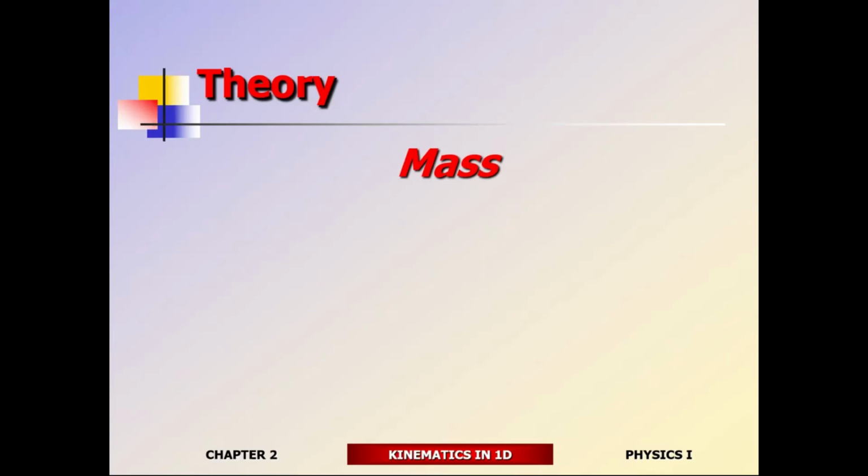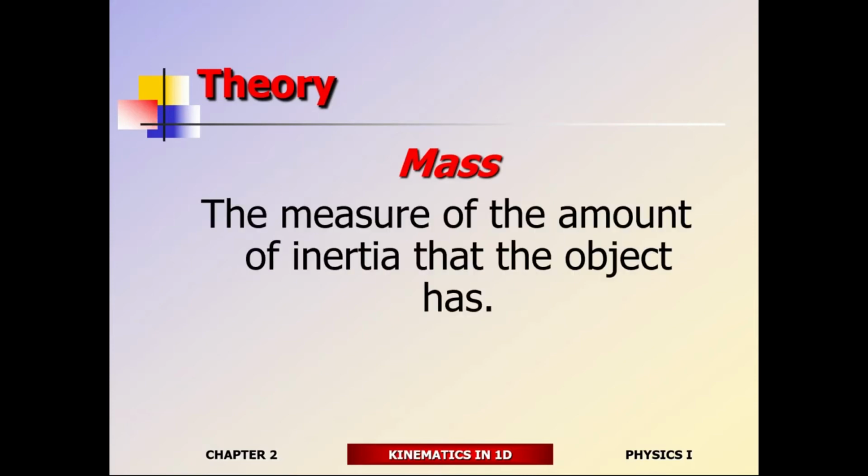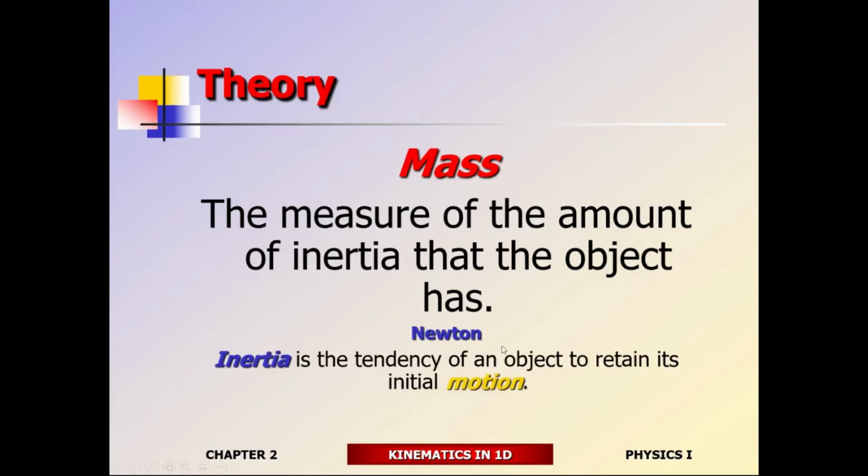So the best definition for mass comes from Newton himself. The physics that we're doing is known as Newtonian physics. This thing is like 350 years old. Newton says mass is a measure of inertia. This is an abstract definition, so don't panic immediately. It'll make sense. Inertia is the tendency to retain initial motion. Motion means velocity. It's a combination of speed and direction.